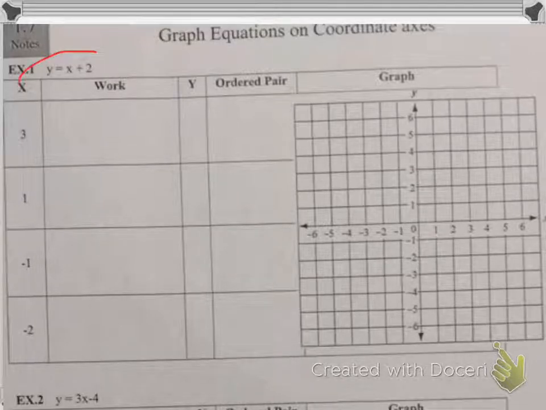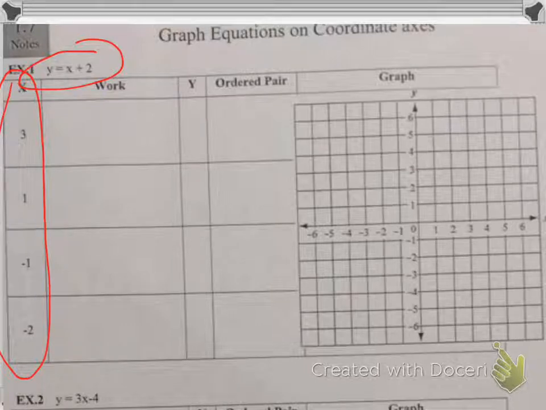Up here at the top is the equation that we're going to graph. This one happens to be an equation of a line. I can tell just by looking at it. You might not know yet, but we're going to teach how to figure those out later. But right now we're just going to substitute our x values in. Here are my x values along the side into my equation in order to find the y values.